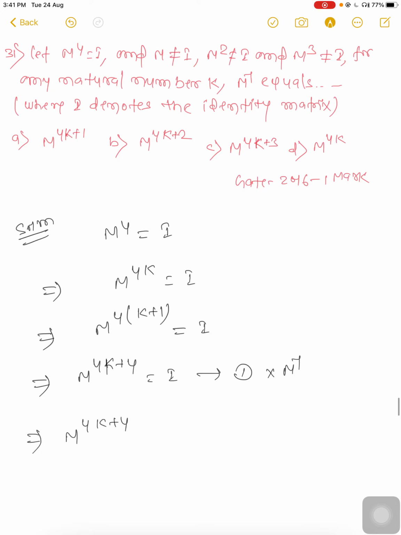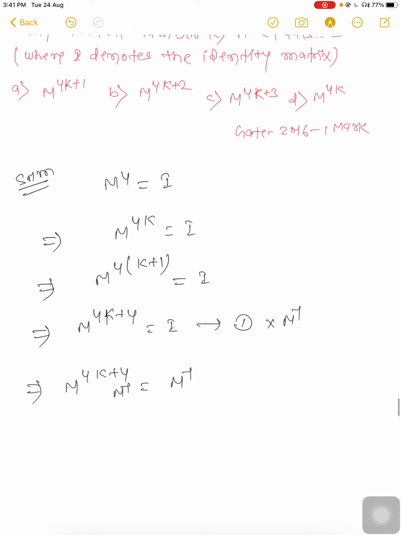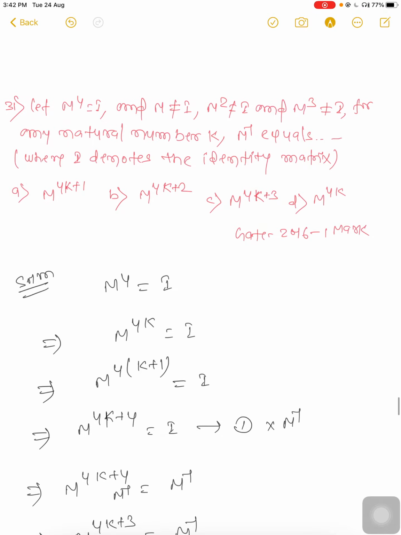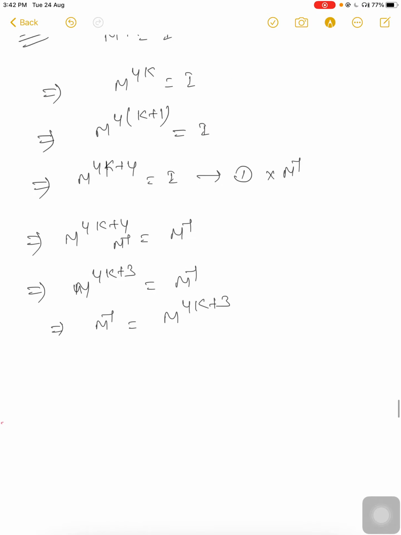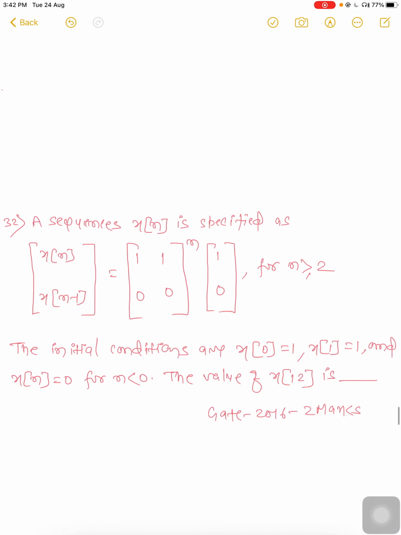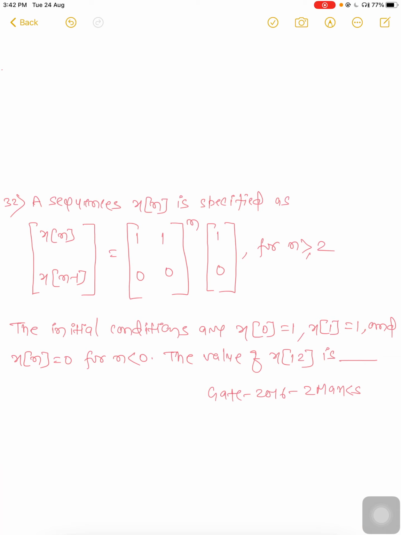Then what will happen? M to the power 4K plus 4 times M inverse is equal to M inverse, and on the other side also M inverse. Then M to the power 4K plus 3 is equal to M inverse, meaning you will get the answer M inverse is equal to M to the power 4K plus 3. Option C will be the right answer.